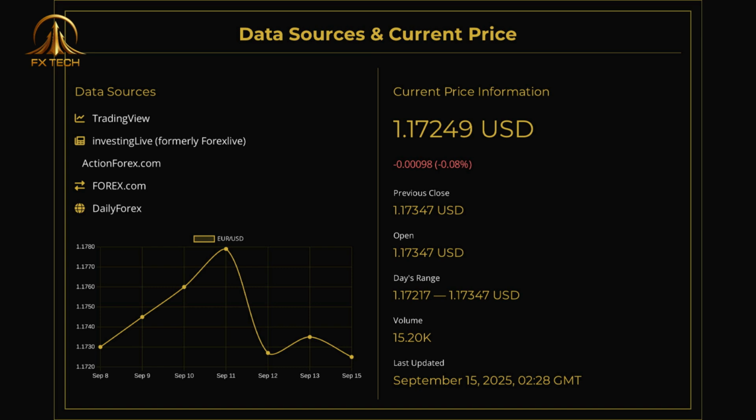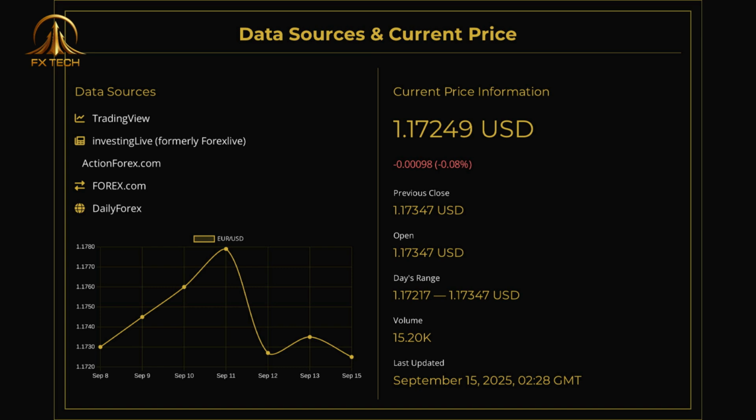As of September 15th, 2025, the current price of the EUR/USD is 1.17249. The pair has seen a slight daily change of minus 0.08%. The chart on the left provides a visual representation of the price movement over the past week, showing a period of consolidation after reaching a recent high.